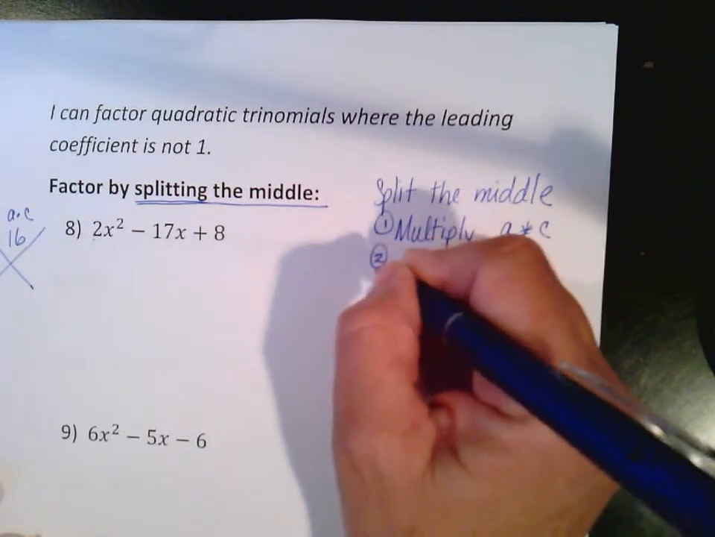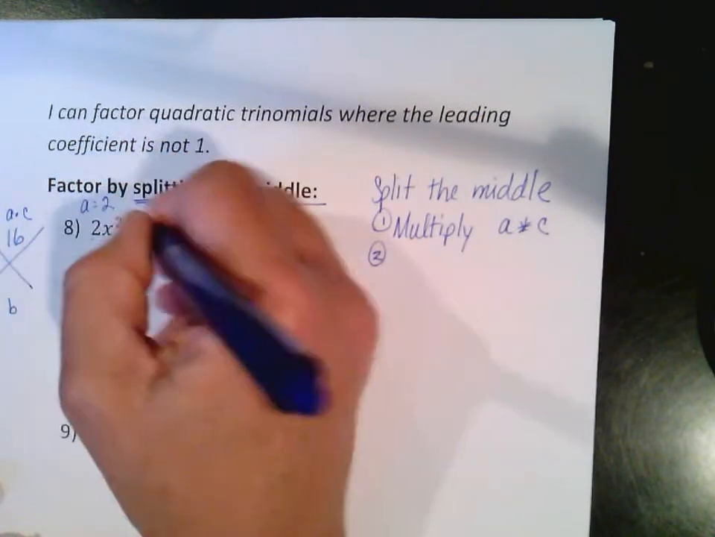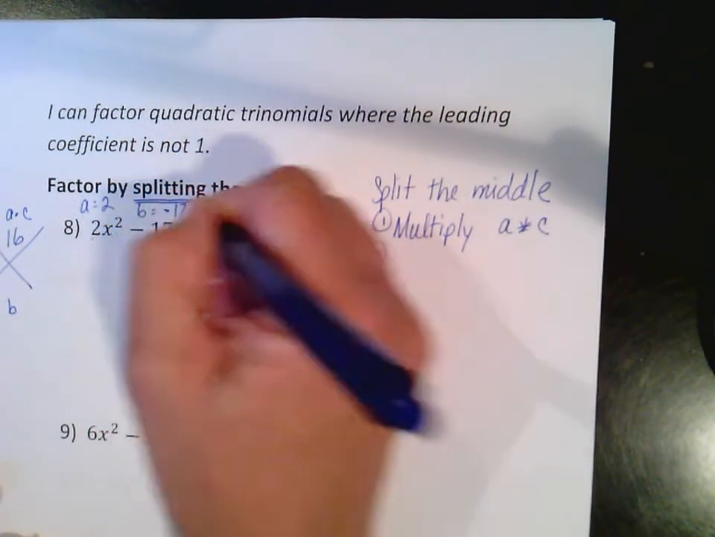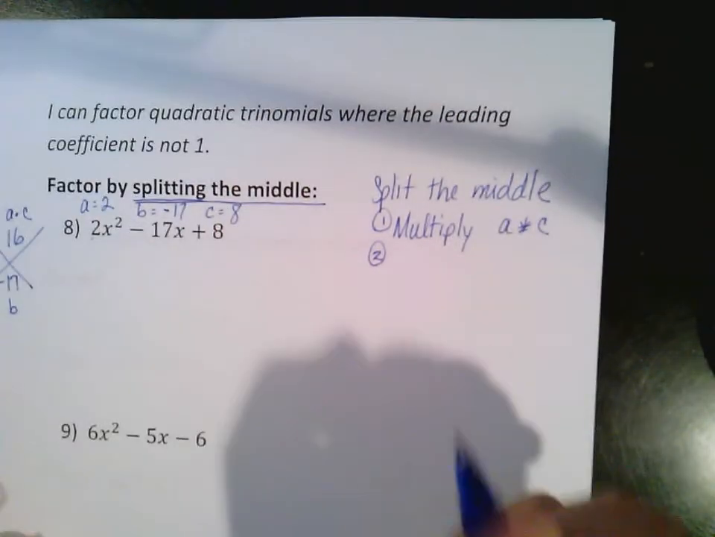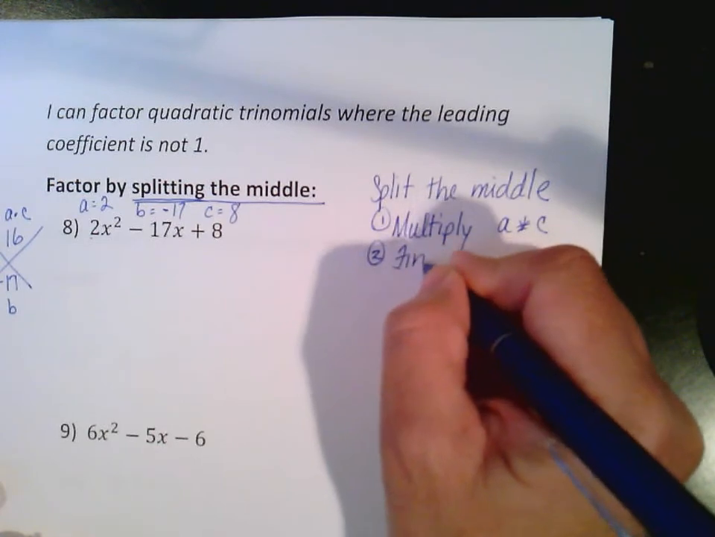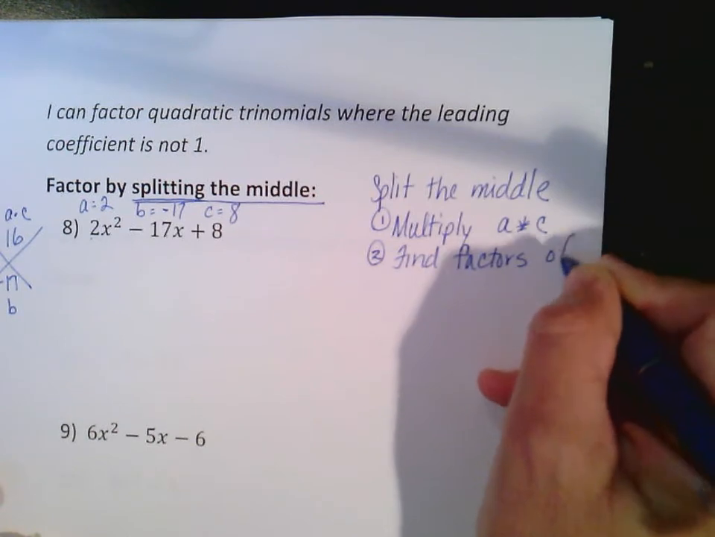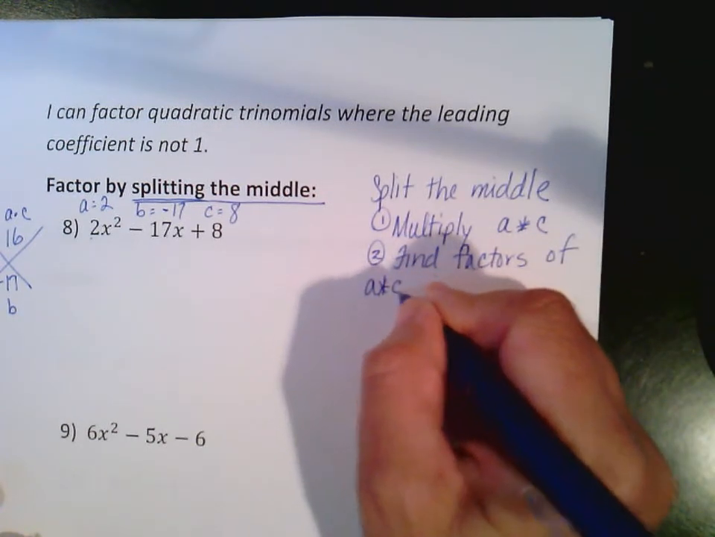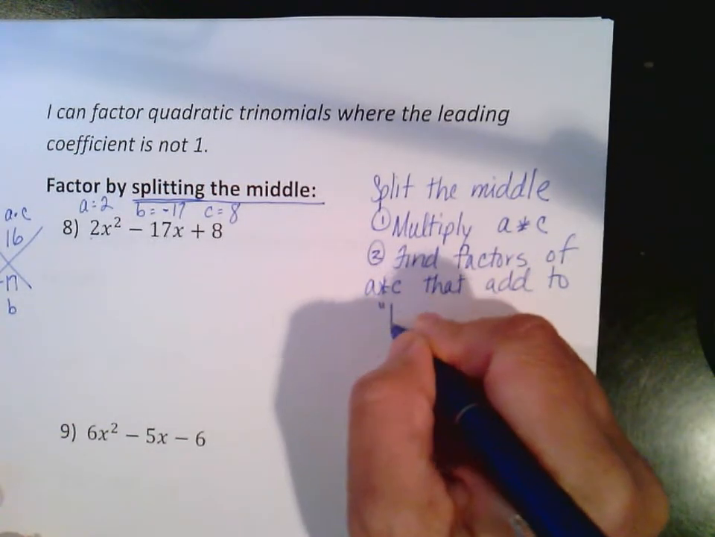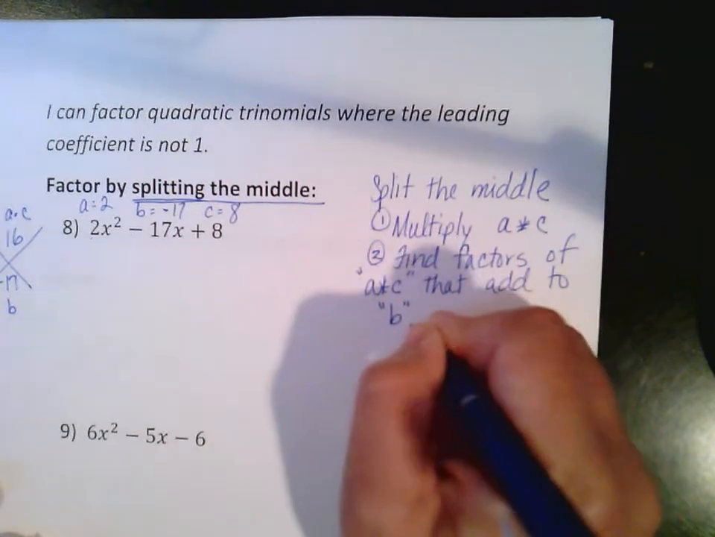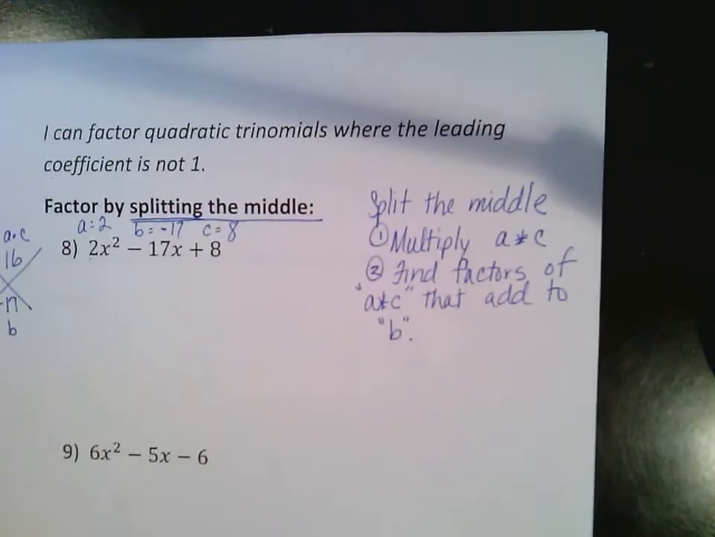And I put my B term down below here. So I have my A is 2, my B is negative 17, my C is 8, so I put negative 17 here. And we need to find factors of A times C that add to be your B term. So I need factors of 16 that add to be negative 17.